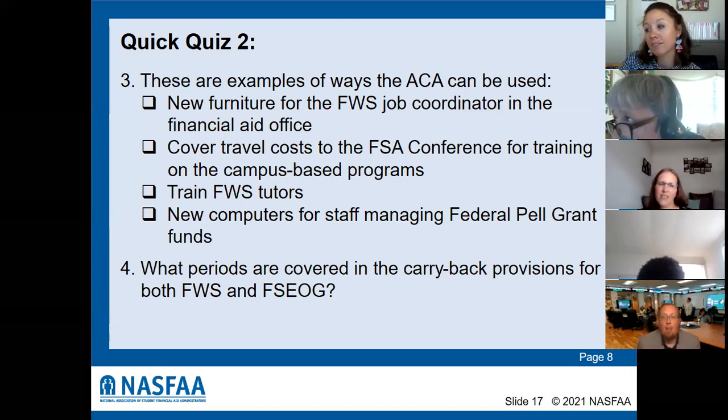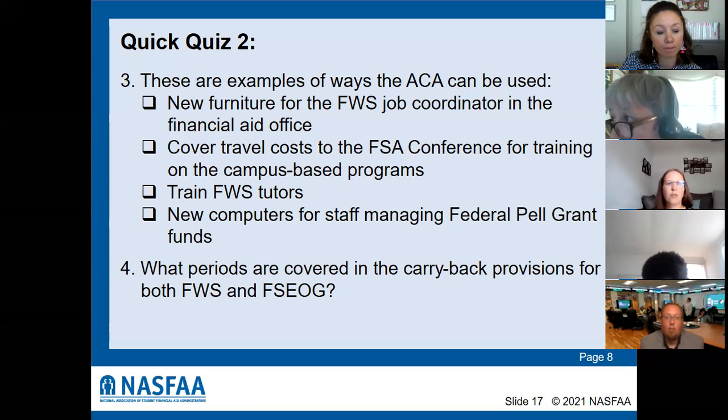Everyone's saying no. This actually is, it can be used for new computers for staff managing the federal Pell Grant funds. Because remember, the ACA also can be used to help manage the Pell Grant program. So that was a little tricky, but it can be used to help with managing Pell Grant.